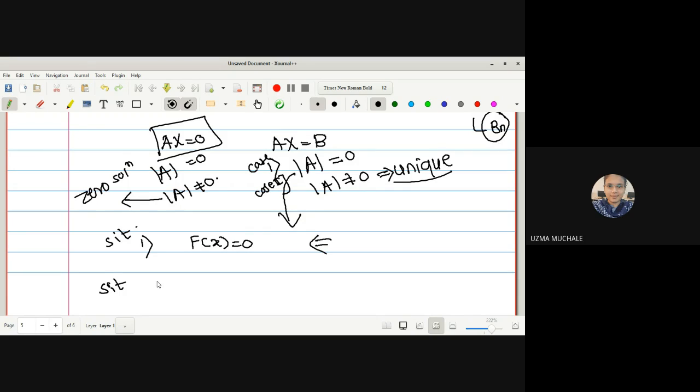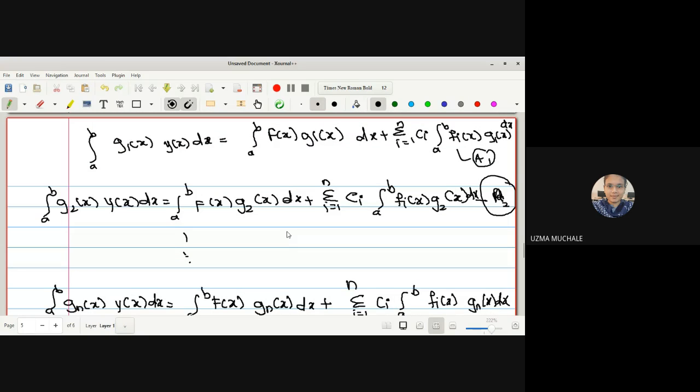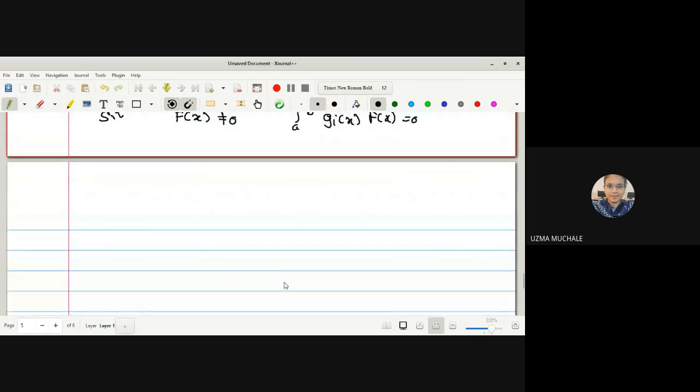Okay, what is situation 2? When f of x is non-zero. If f of x is non-zero, then we have a non-homogeneous case, right? But what is the condition? In situation 2, we have the condition integration a to b gi of x into f of x equal to 0, correct? No doubt f of x is non-zero, but this integration may be 0, correct? f of x is non-zero, but the value of the integration may be 0. We are just discussing the cases.